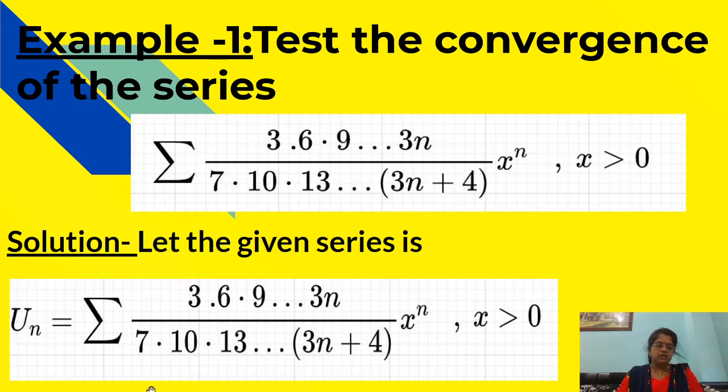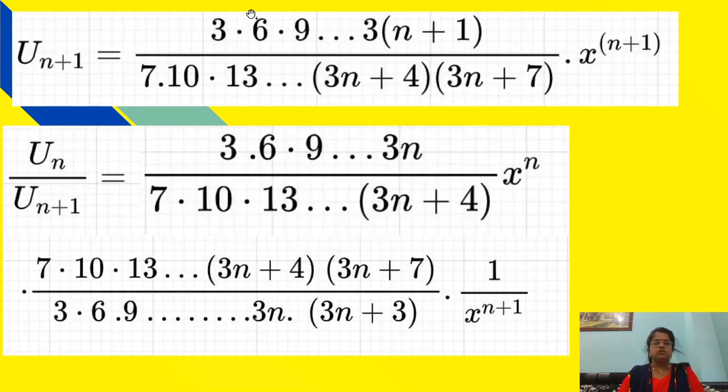Now from this un we will write un plus 1 by replacing n by n plus 1 on both sides. Therefore, we will get un plus 1 is equal to 3 into 6 into 9 dot dot 3 in the bracket n plus 1 divided by 7 into 10 into 13 dot dot 3n plus 4 into 3n plus 7 into x raised to n plus 1. Now we will find first un upon un plus 1.